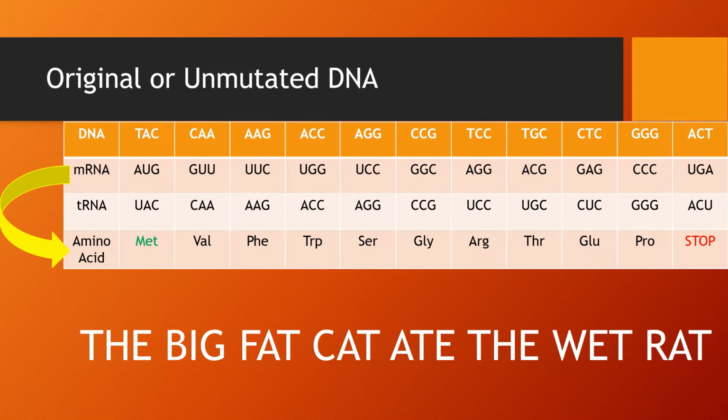Now, looking at the statement below, the big fat cat ate the wet rat. It's a really good analogy to think of a protein as a sentence. Every nitrogen base or nucleotide is like a letter, and then every codon, or 3 letters, is like a word. So imagine TAC is the word "the" of the DNA. Then all these amino acids together make one big sentence. That's going to be an analogy for looking at this.